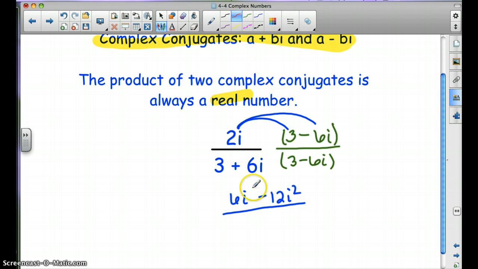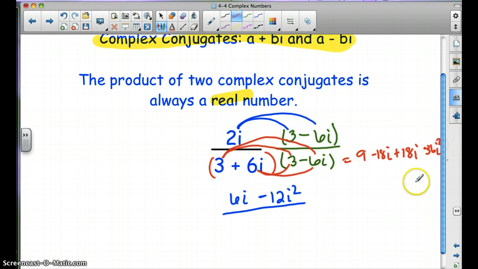And then on the bottom, we're going to FOIL it out. I will write this over here so you guys can see what I'm doing. So we have 3 times 3, which is 9. We have a negative 18i and a positive 18i. And then we have a negative 36i squared. So these cancel out. And i squared is negative 1, remember? So we have 9 plus 36, which ends up being 45.